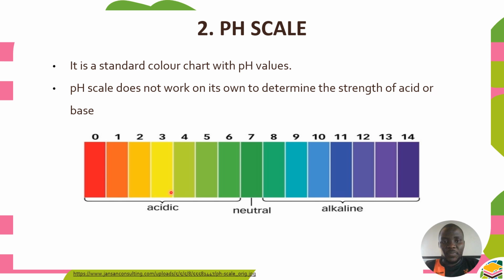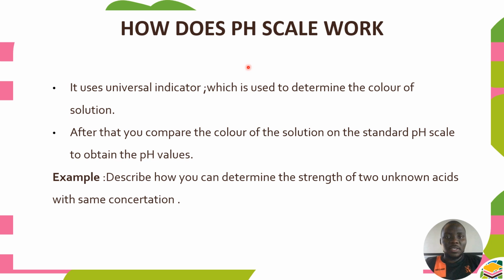If you check the pH scale, it has different colors, and these are pH values. Here it is saying acidic, meaning from 6 down to 0 belongs to acidic solutions, while 7 is a neutral substance. From 8 up to 14 represents alkaline solutions, which are bases. How does a pH scale work? It uses a universal indicator, which is used to determine the colors of the solution. After that, you can compare the colors of the solution on the standard pH scale to obtain the pH values.